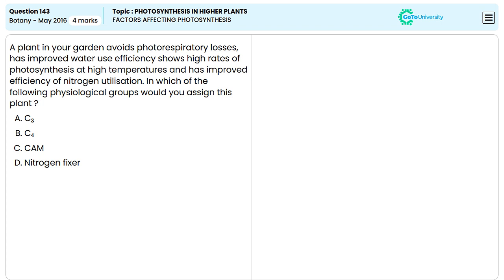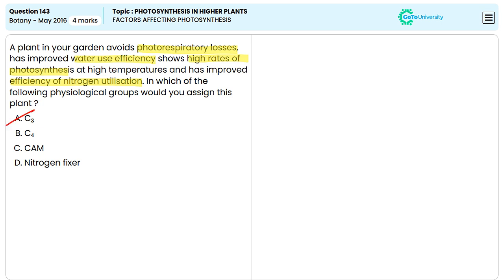A plant in your garden avoids photorespiratory losses, has improved water use efficiency, shows high rates of photosynthesis at high temperatures, and has improved efficiency of nitrogen utilization. In which of the following physiological groups would you assign this plant?